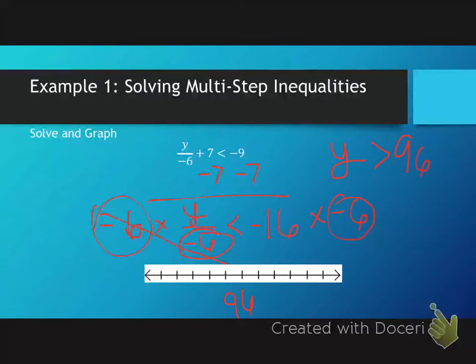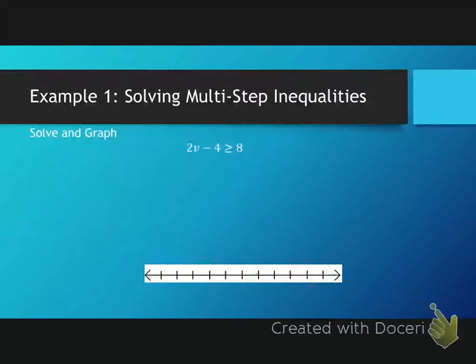So now I would have 96 here. Let's say 96, 97, 98, 99, 100 goes right there, and 95, 94, 93, 92, 91, going this way. So if we're looking at this, there's no line underneath, so it's going to be an open circle at 96. And y is greater than, so we're going to go this way on our number line. Let's look at another example here.